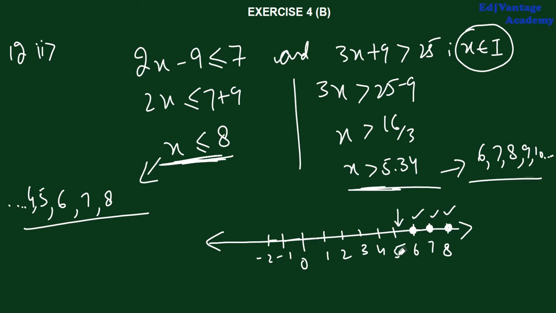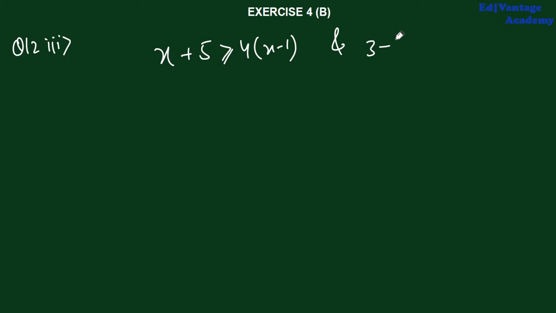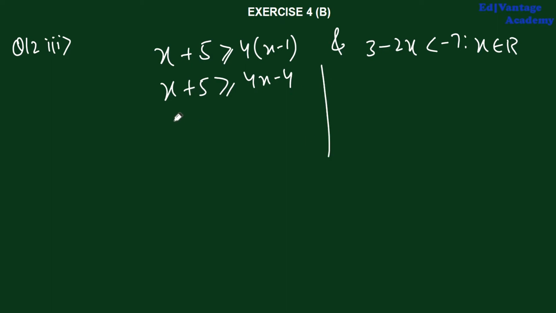plotted on the graph. Third part, if we say quickly what it is, question number 12, third part. It's asking us x plus 5 is greater than or equal to 4x minus 1, and 3 minus 2x is less than minus 7, and x belongs to real number. Now if we simplify it quickly, it will become 5 plus 1, that's 6... I'm just shifting like terms together. This is 9 is greater than 3x, and 3 comes down. 9 by 3 is 3.